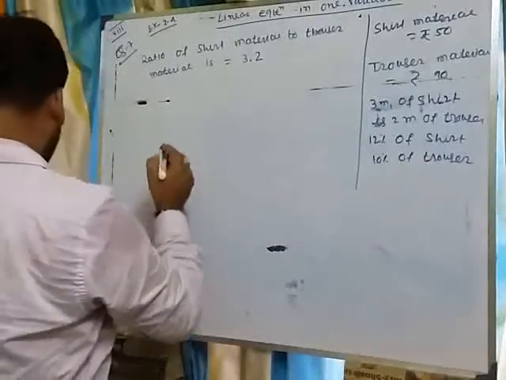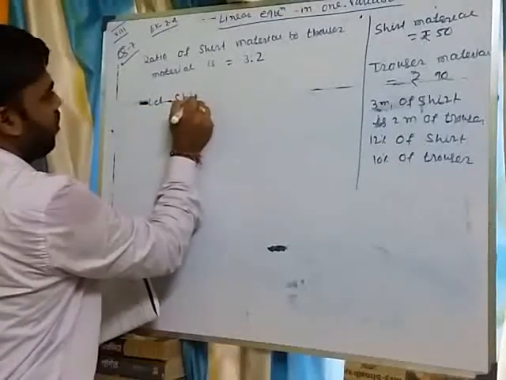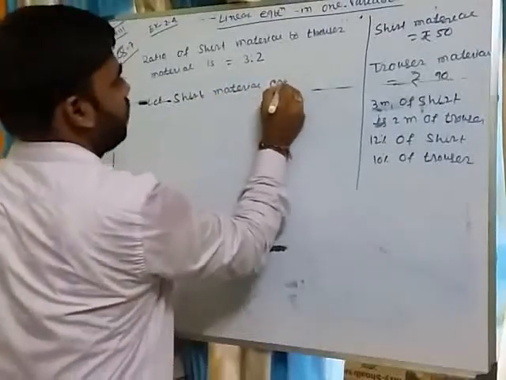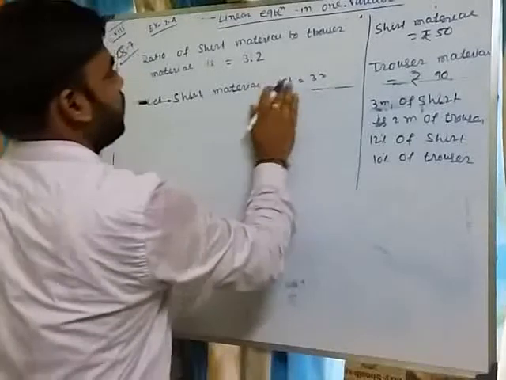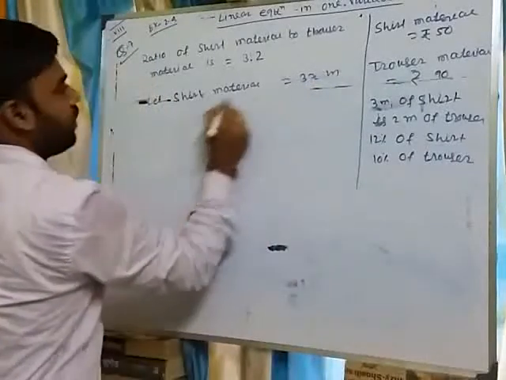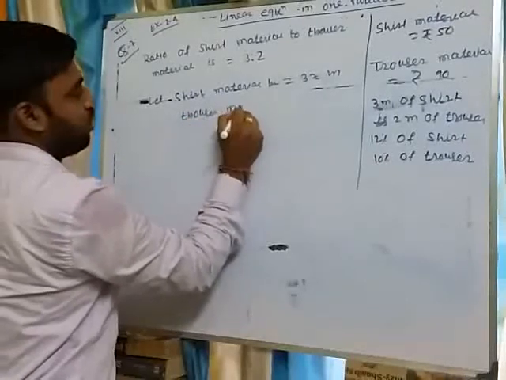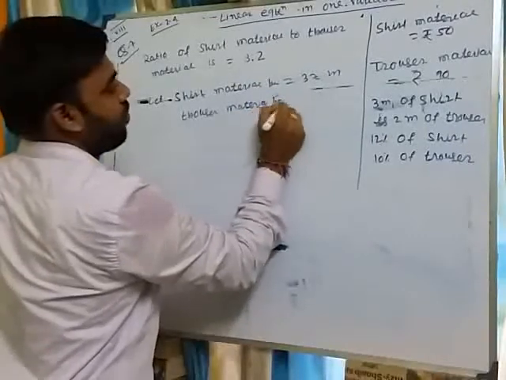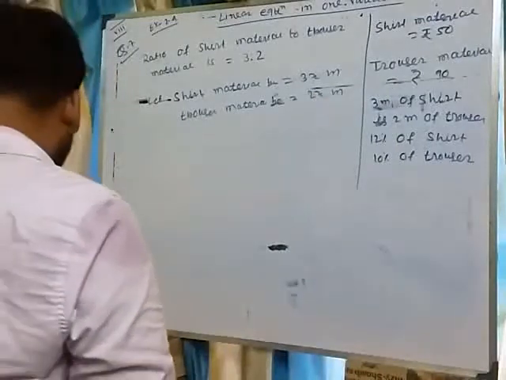Therefore, shirt material length equals 3x meter, and trouser material length equals 2x meter. Okay, that is 2x meter and 3x meter.